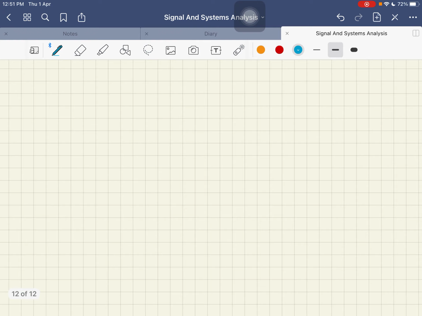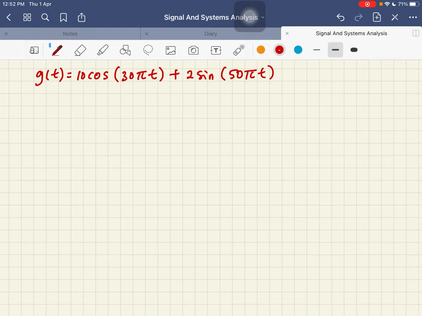So now I'm going to explain how you apply this least common multiple to solve a problem related to periodic signals. So for example, let's say you are given a periodic signal like this, maybe 10 cos 30 pi t plus 2 sine 50 pi t, for example. And the question asks you to determine the fundamental period T, fundamental frequency f, and also angular frequency omega of this g of t.